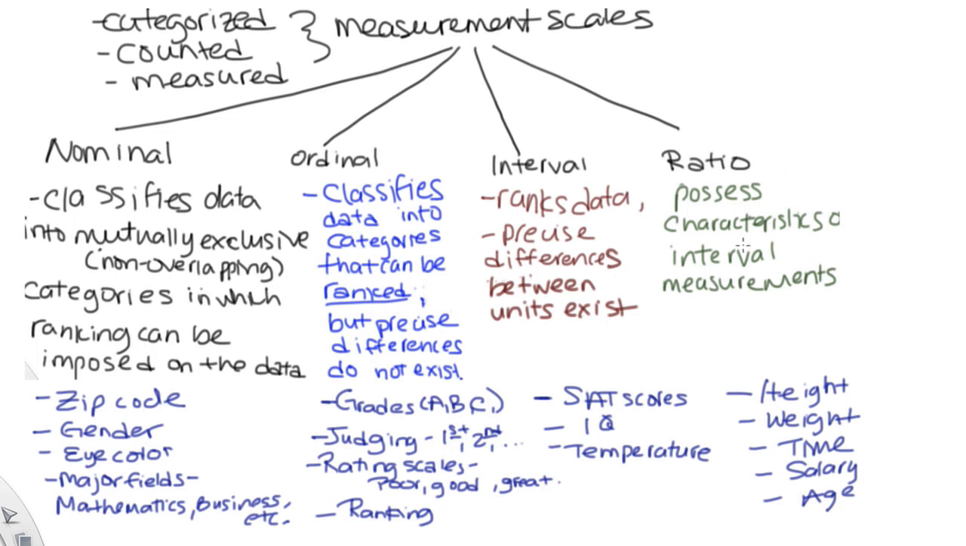Notice in ratio, there are differences between units. So for example, a height could be measured in inches, feet, or centimeters. Weight can be measured in pounds or kilograms. Time could be measured in hours, seconds, days, etc. Salary could be measured in dollars, euros, pesos, etc. And age could be measured in months to years.